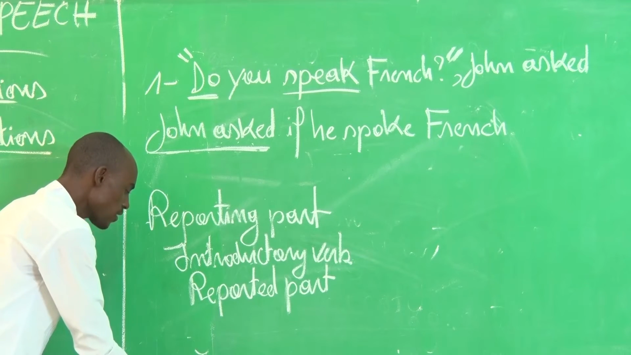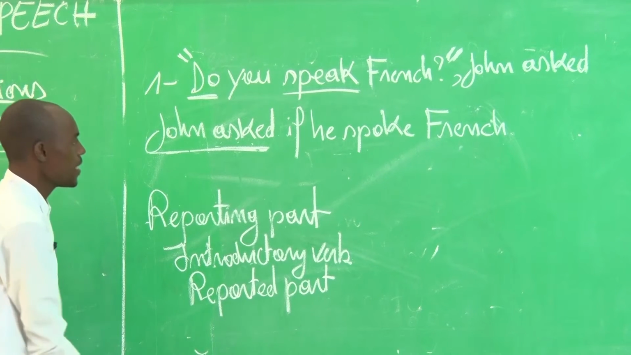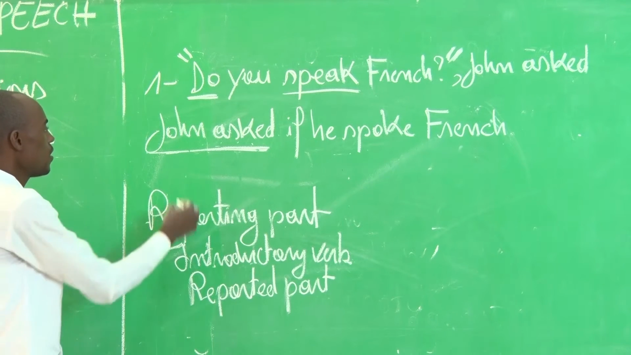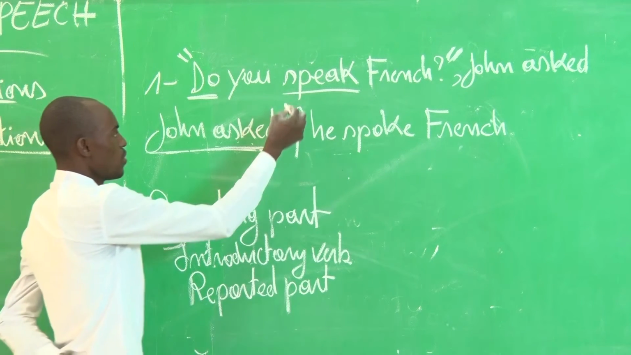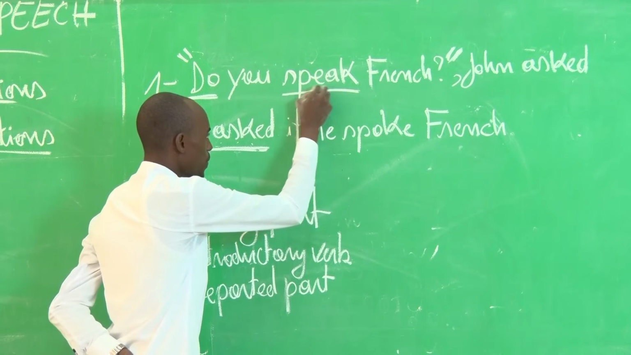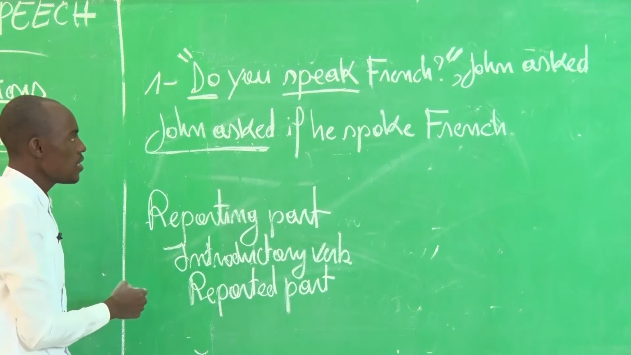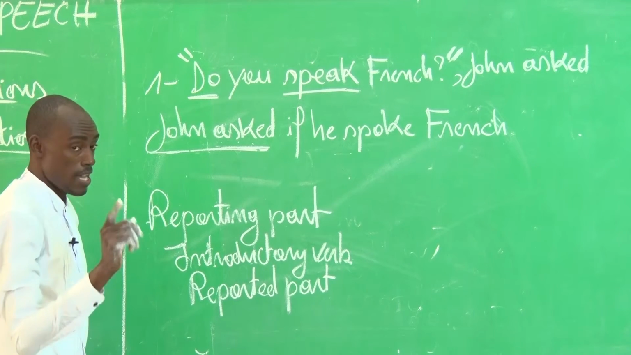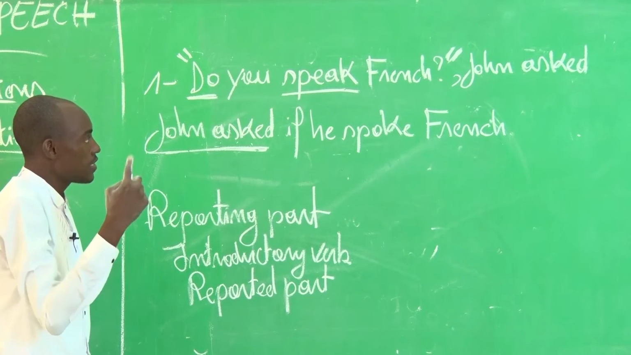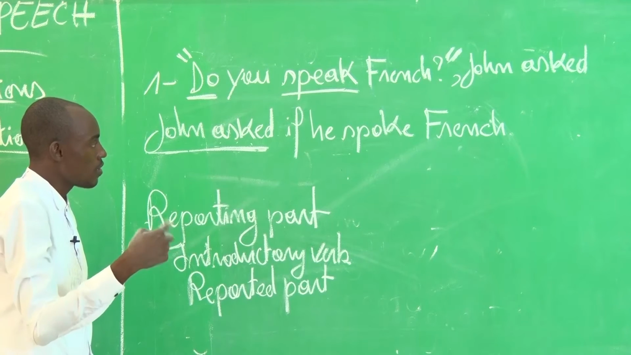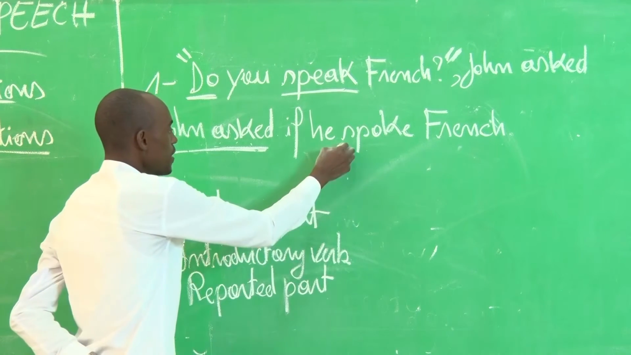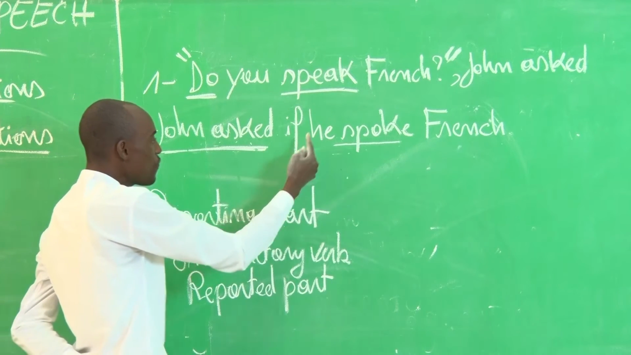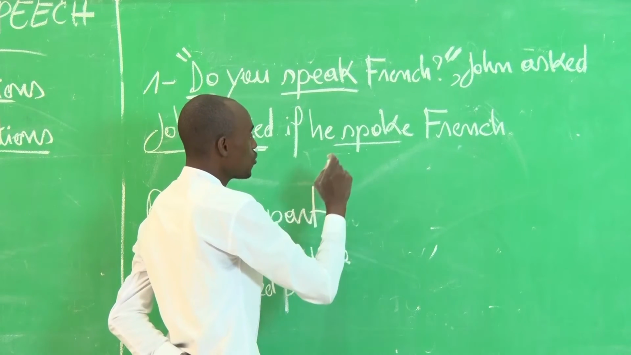Okay, what did I say here? As in our remark, in this sentence the verb to speak, which is in the simple present in direct speech, is turned into the simple past. We have John asked if he spoke French.